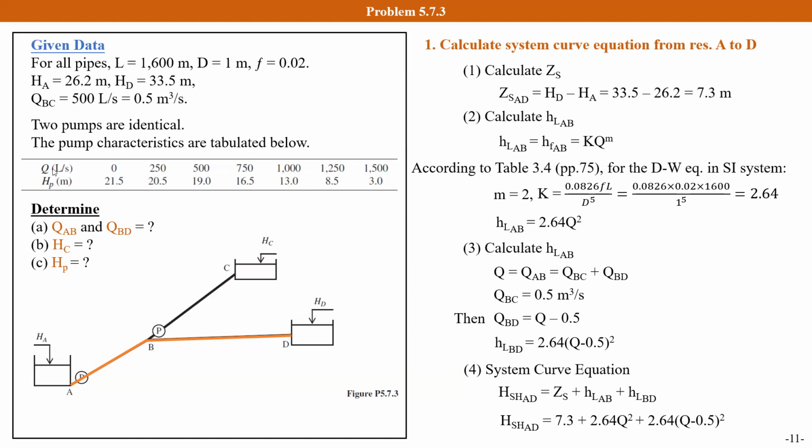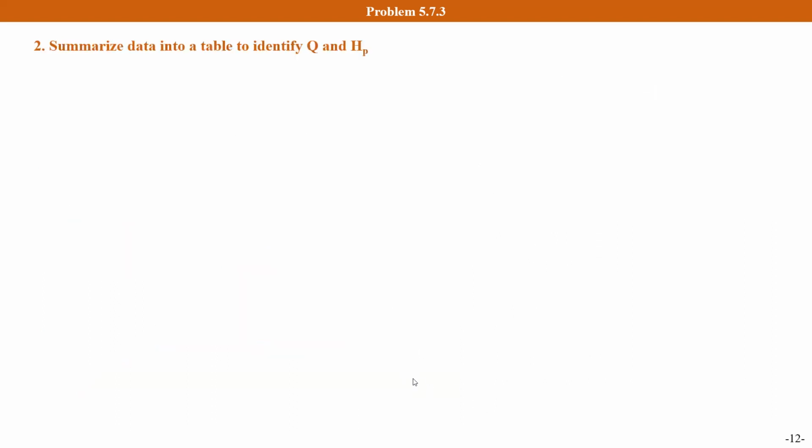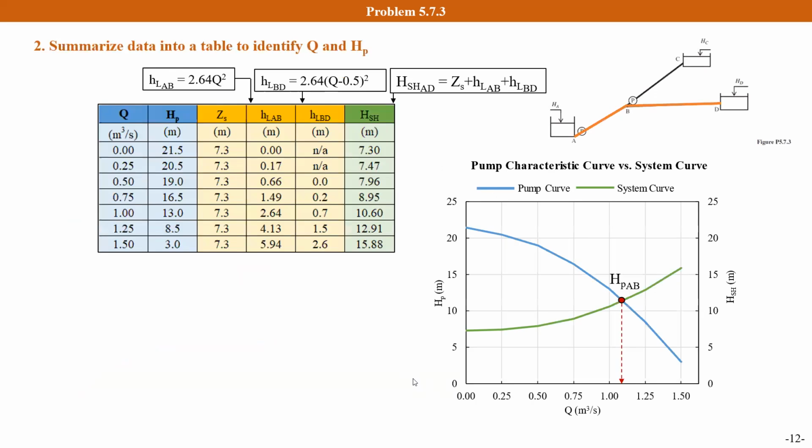Therefore, we can bring the flow rate in the pump characteristics into the equation. Then we can get the table here. The table lists the given information: the water rise, the head loss from point A to B, the head loss from point B to D, and the system head from point A to D.